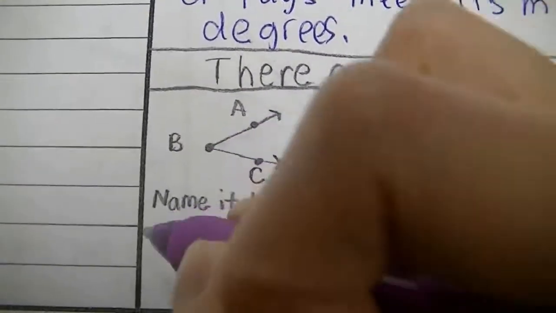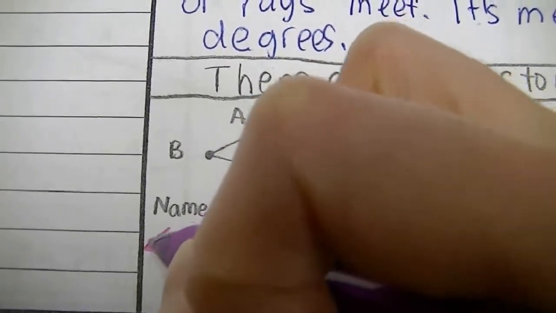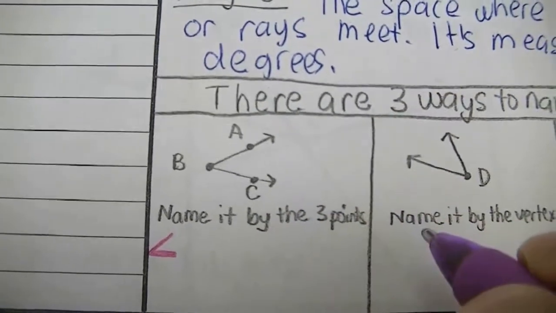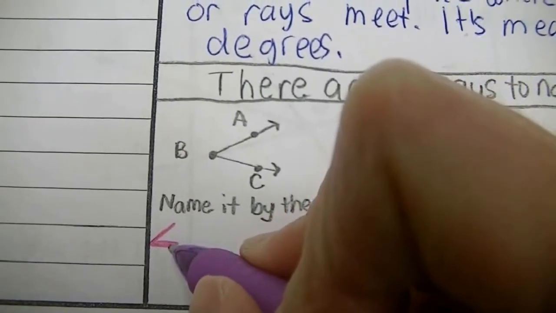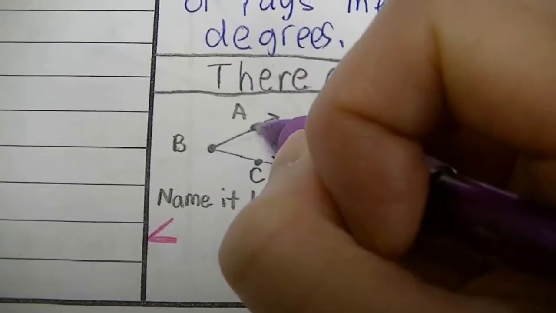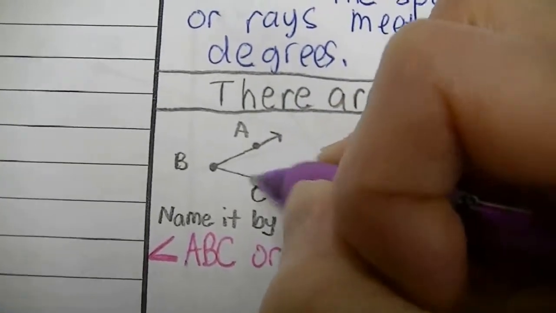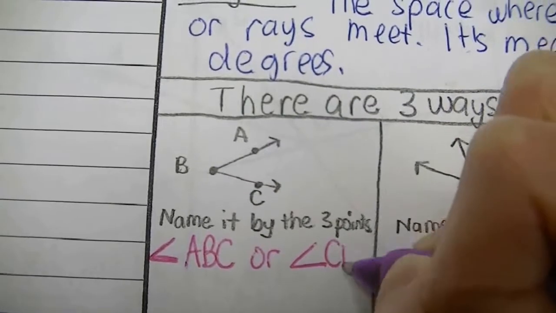And the way I would name this angle is I'd draw the angle sign. Now that's not an inequality sign in this context because we're specifically talking about angles. So when you see this, that means the word angle, and we can call it angle A, B, C. Or you're allowed to call it angle C, B, A.